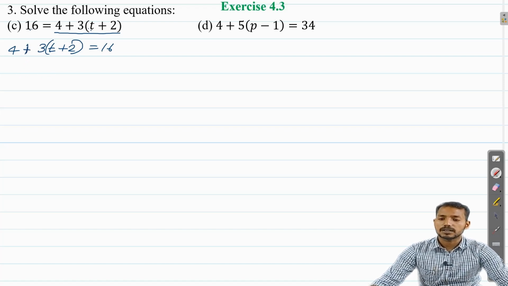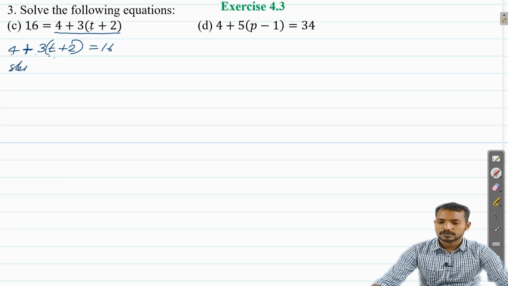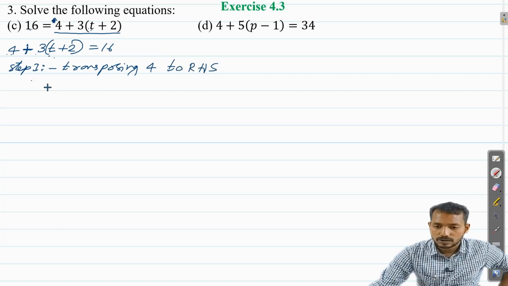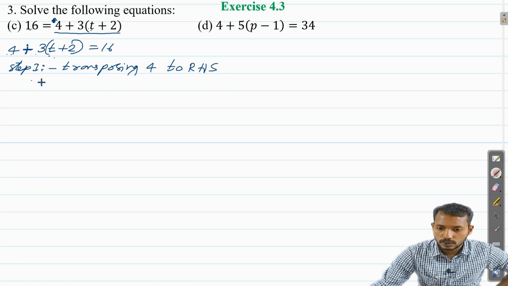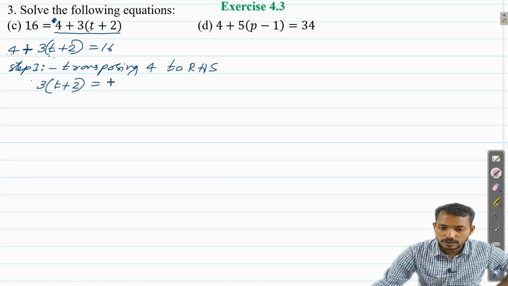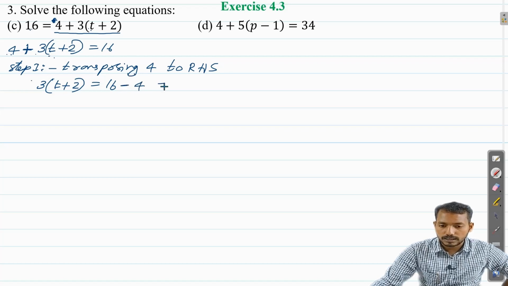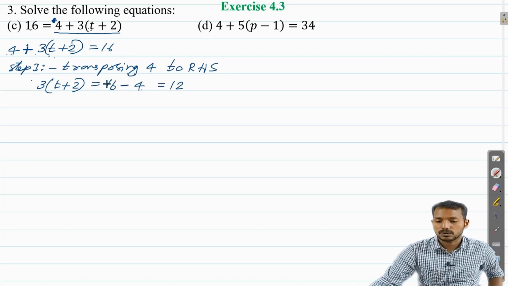Now first we need to separate this 4 from this term because 3 is bound to this variable. So first separate this 4. So for that what we need to do in step 1? In step 1, transposing 4 to RHS. So we will get 3 into t plus 2 which is equal to 16 plus 4 will be changed to minus 4. That is equal to 12. So 16 minus 4 is equal to 12.